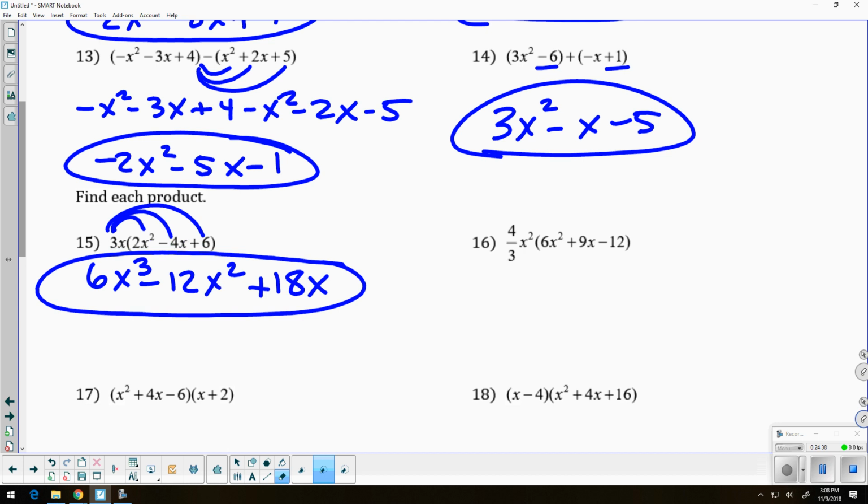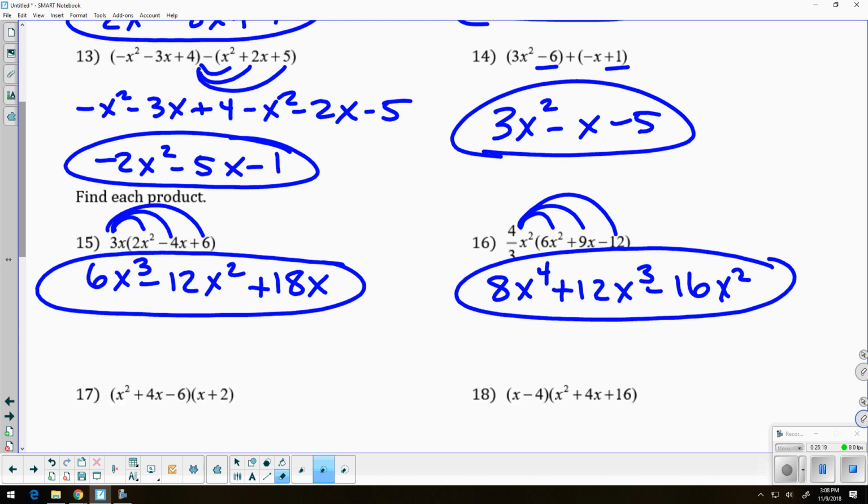So same for 16. Just distribute 4 thirds x squared. So to the first term, 4/3 times 6, well, that would be 24 over 3, which would give you 8. And then the x squared times x squared is x to the fourth. So now distributing to the next term. So let's see, 4/3 times 9 would be 36 over 3, which makes that 12. And then x would be cubed. So x squared times x. 4/3 x squared times negative 12 would make that negative, what is that, 48 over 3. Negative 48 over 3 then gives you negative 16, and that'd be x squared.